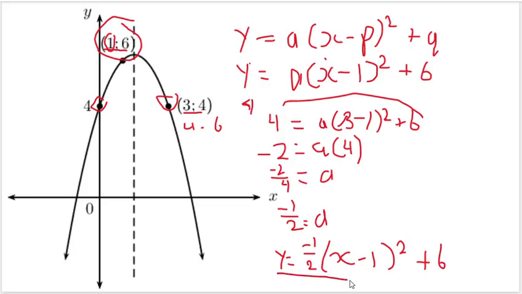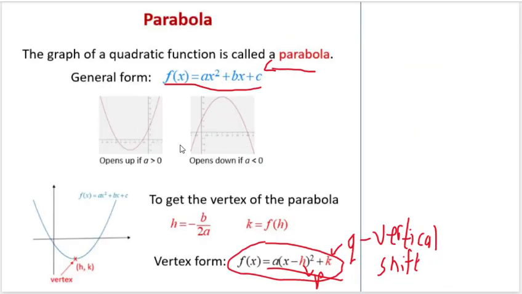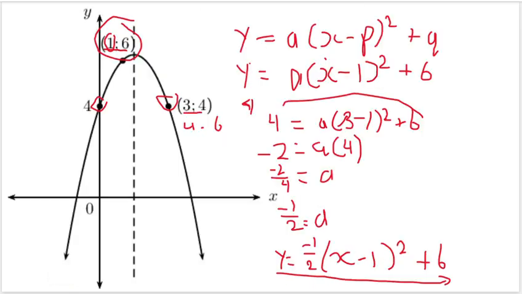Now this is how to find the equation in the vertex form. Remember when we did part 1, we said if a is negative, we're going to draw our graph like this. You can see that when a is negative, our graph is sad. But when a is positive, our graph will be happy.